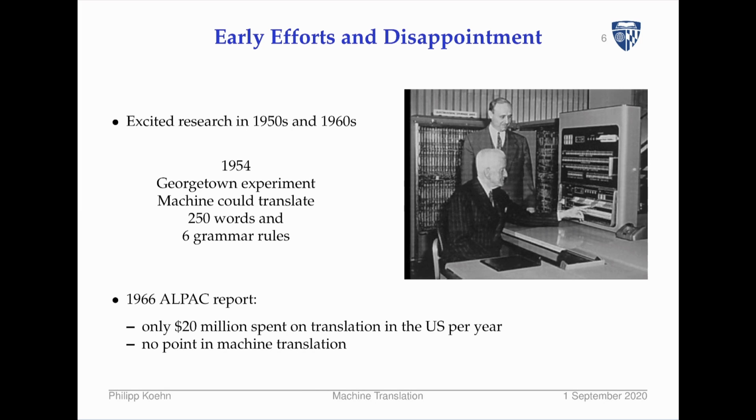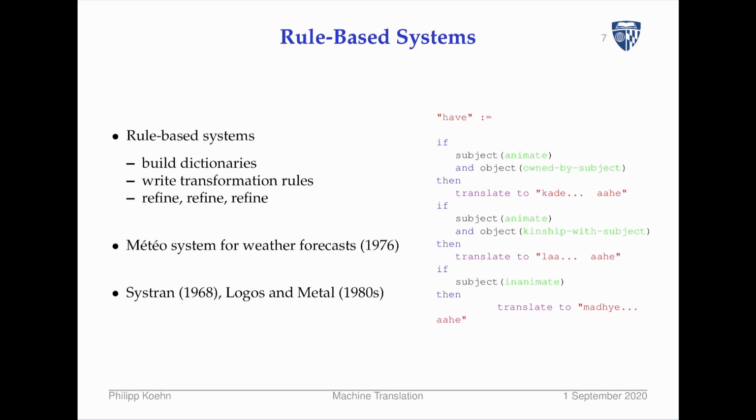And a lot of this excited research that happened then came to a standstill when the government, after spending millions of dollars of research money on machine translation, took a hard look at it and said, is this really necessary? And in this famous ALPAC report, they came to the conclusion there's not really any point in doing machine translation, since we're only spending $20 million back then on translation in the US per year. And all these expensive computers are just not going to make it any cheaper. Nevertheless, people kept working on it.